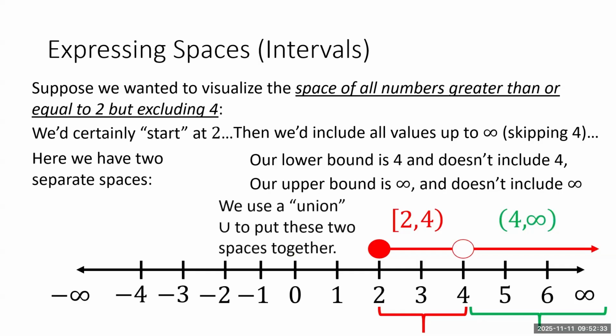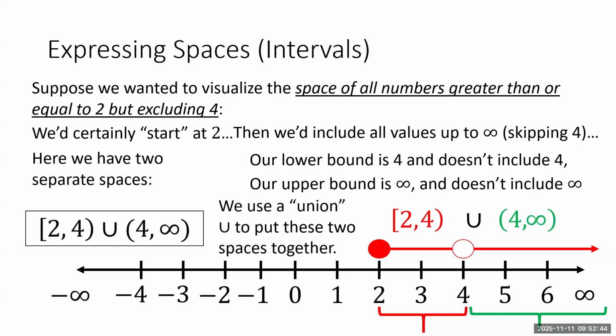But we have to put these two spaces together. So we use a union, which is U, to put these two spaces together. And so that's how we would write this space. Just for clarity, it would be bracket 2, comma 4, parenthesis, union, or U, parenthesis 4, comma, infinity, parenthesis.